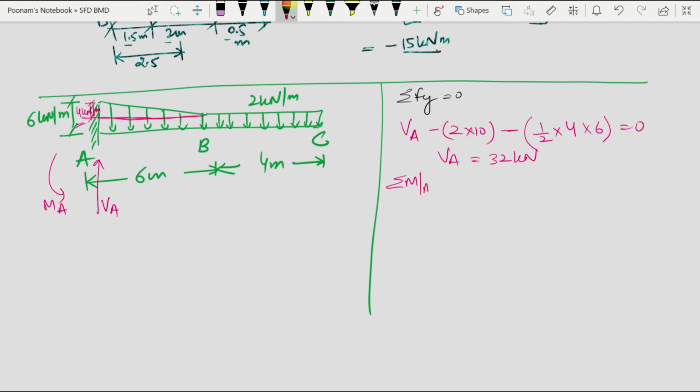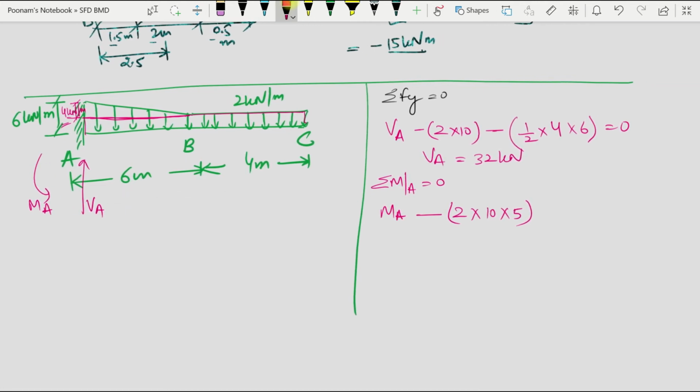And if I take moment about point A to find out MA, let us take MA as positive. Then due to this UDL, which is 2 kilonewton per meter acting on the entire span, I will get minus 2 into 10 into 5. It is acting on a span of 10, and its CG will act at the midspan. So 2 into 10 is the length of UDL, 2 is the intensity of UDL, 10 is the length of UDL, and 5 is the distance of point A from the CG of this loading.